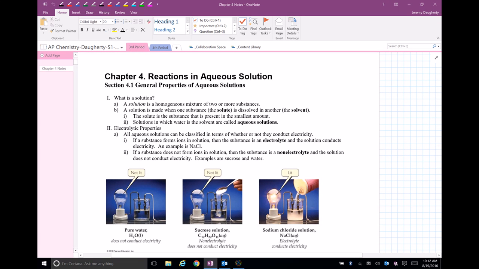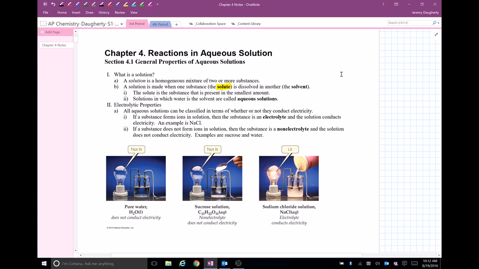All right. Start out, let's talk about solutions. A solution is a homogeneous mixture. It's going to be made up of a solute and a solvent. The solute is what is being dissolved, and the solvent is doing the dissolving.